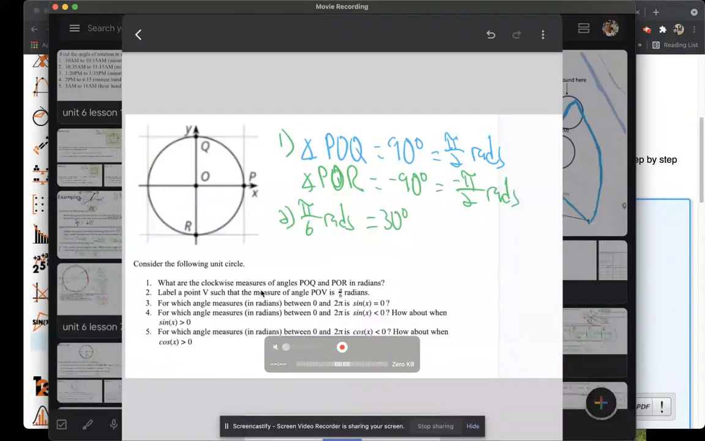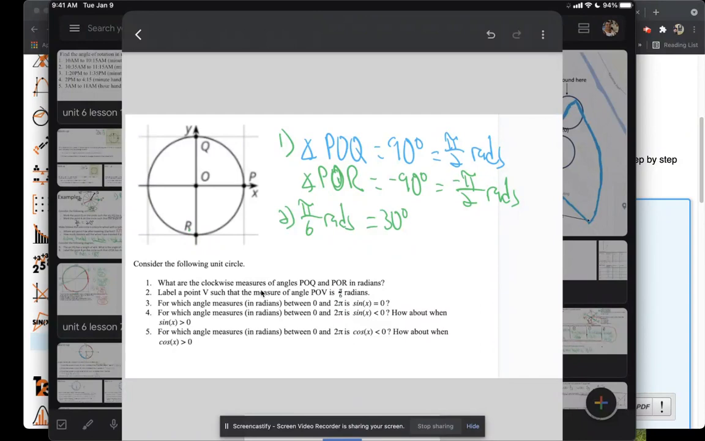So we're going to label it so that we have a 30-degree angle. This is 0. This is 90. So 30 is going to be about a third of the way there. We'll call that point V so that we have a 30-degree angle. Okay.